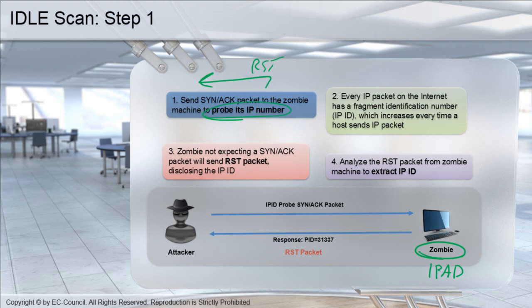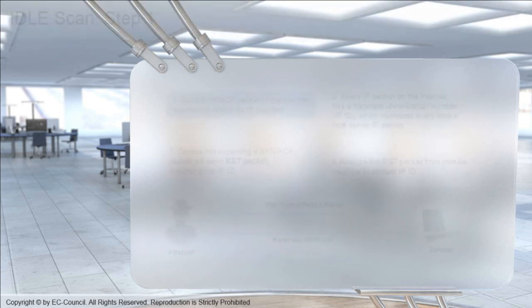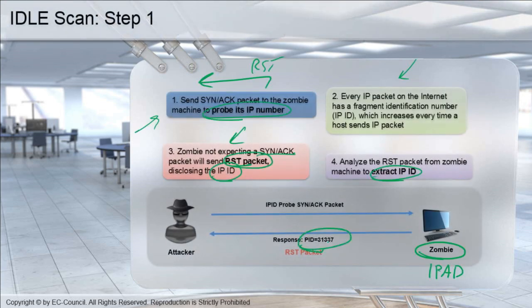Any questions on that? So again, we send a SYN-ACK packet to the zombie. Every packet's going to have an IP ID. When the zombie didn't expect the SYN-ACK, he responds with the reset, disclosing his current IP ID, and we go ahead and we write that down. In this case, he said the response came back as 31337.